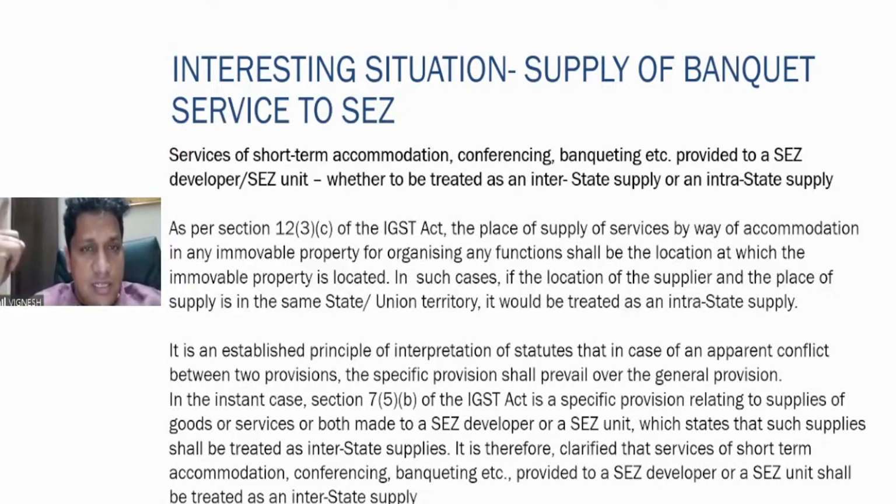Even though section 12 subsection 3 clause C says that if the location of immovable property is in the state and the supplier of that service is in the state it is an intrastate supply, since the specific provision, section 7 subsection 5, clearly mentions that it is not to be treated as intrastate but to be taken as an interstate supply of service, we have to consider only that, and in this particular situation it shall be treated as an interstate supply. You can definitely expect a problem based on this particular concept.